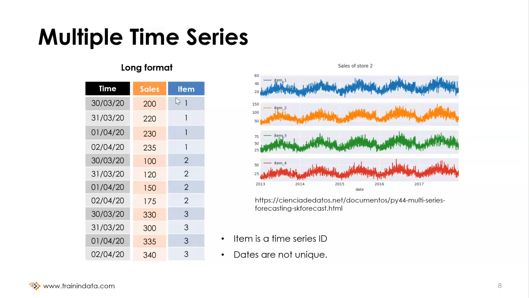The characteristic of this long format representation is that we will have one or more columns that allow us to identify each time series. In this case, that column is the product ID. And in the long format, the index that contains the timestamp that indicates when the data was collected does not contain unique values because the dates repeat themselves for every time series.